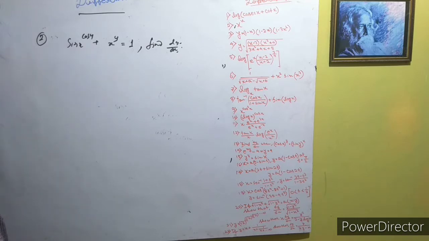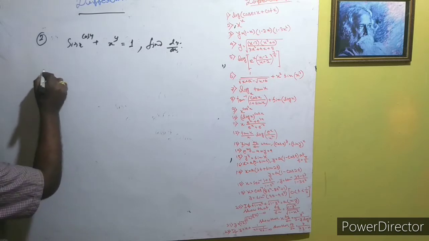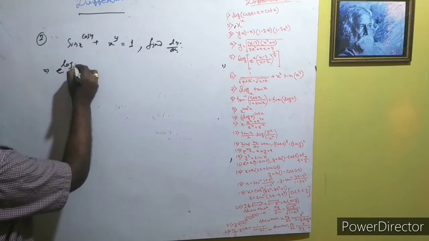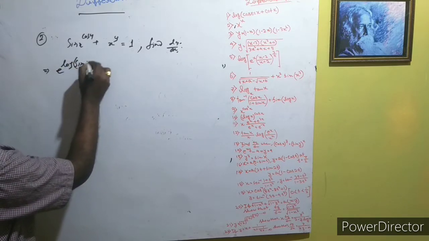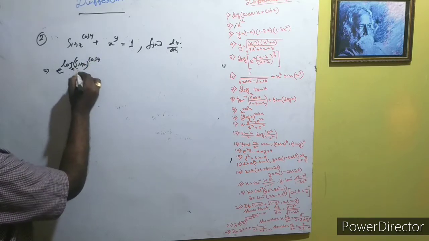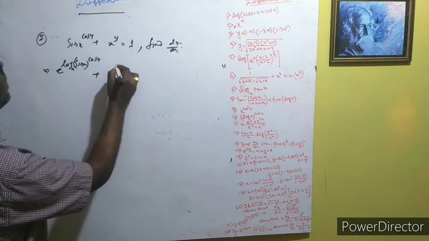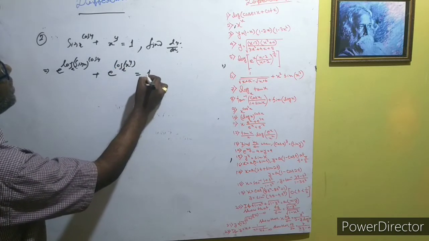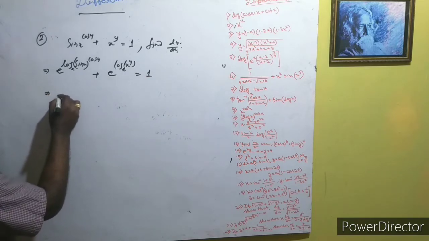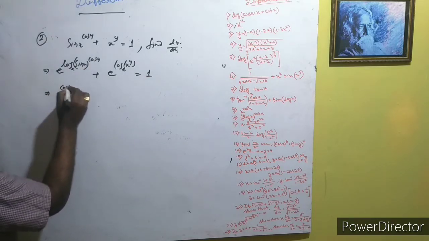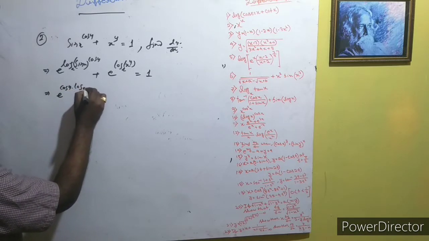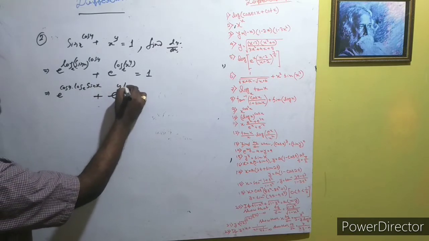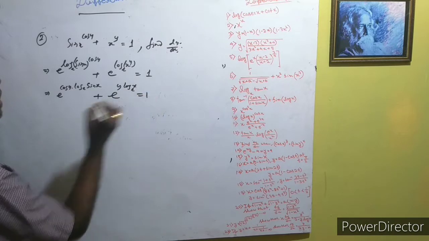So we can apply the logarithm theorem. But here we exercise like that in the previous point, part 2. That is e to the power log of sin x to the power cos y, to the base e, and also e to the power log of x to the power y, to the base e. This is 1. So again write this as e to the power cos y into log to the base e of sin x, and also e to the power y log x to the base e, and this is 1.